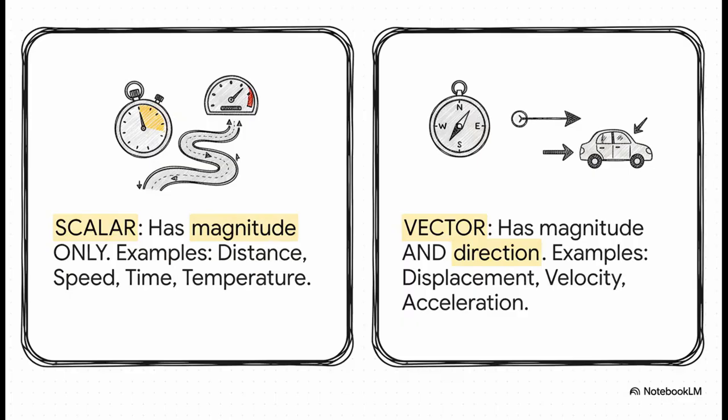And this chart just lays it all out perfectly. You've got these two families of measurement. On the left, you've got your scalars, just a number. Things like distance, speed, time, even temperature. On the right, you've got your vectors, a number and a direction, like displacement, velocity, and acceleration. Getting this difference down is absolutely crucial.